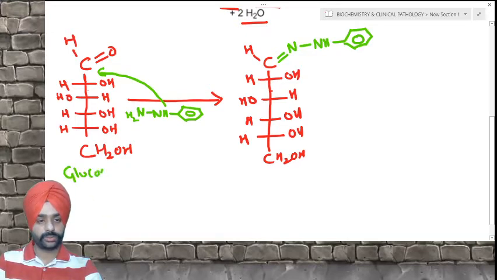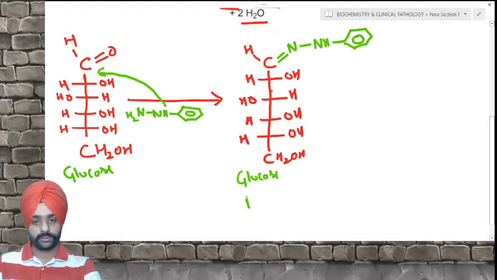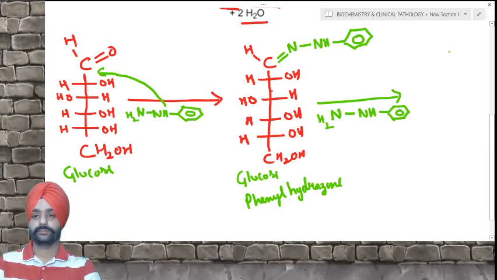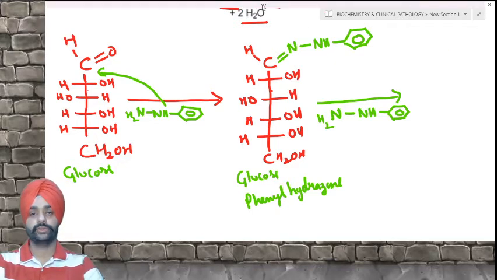Now, what will it form? This is glucose and this is glucose phenylhydrazone. Now, when we heat in excess of phenylhydrazine, this tends to form phenylosazone, or glucosazone simply. Now, the structure is like this. You must first draw the open chain structure of glucose and then we shall note the changes occurring in it.